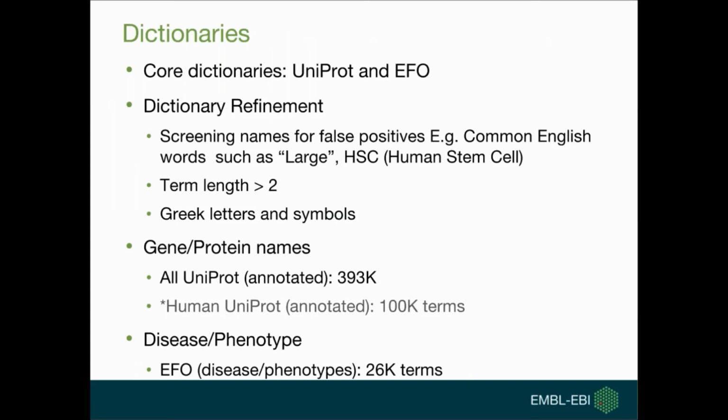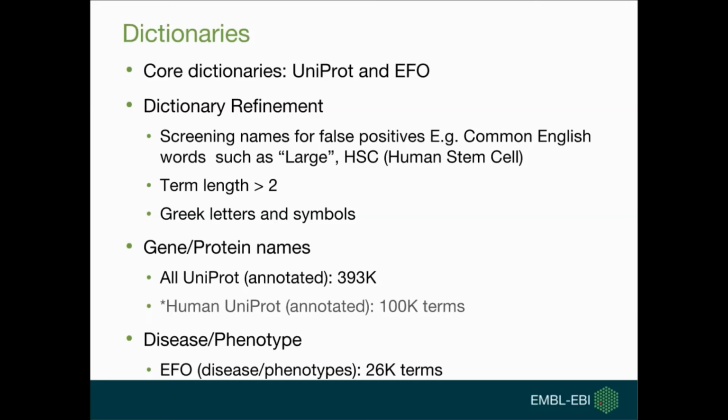There are 2 core dictionaries used in this project. One of them is UniProt for identifying genes in text, and another one is EFO, experimental factor ontology, for identifying diseases or phenotypes in text. However, we applied some refinements before using the dictionaries. We screened dictionary entities for possible false positive terms.